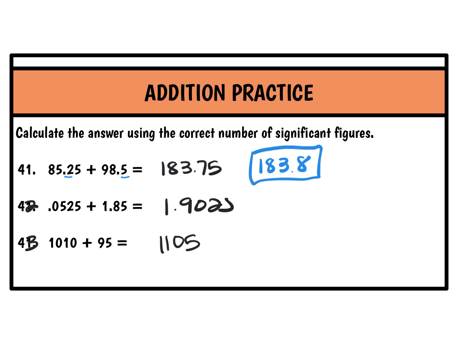This one down here does go to the 10,000ths place, but this only goes to the hundreds place. So my answer can only go to the hundreds place. So this is just going to be 1.90.